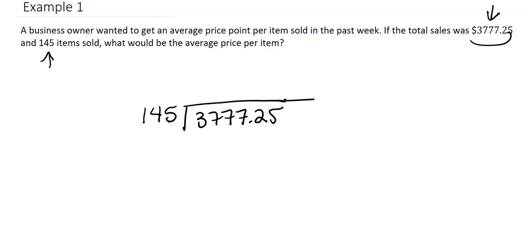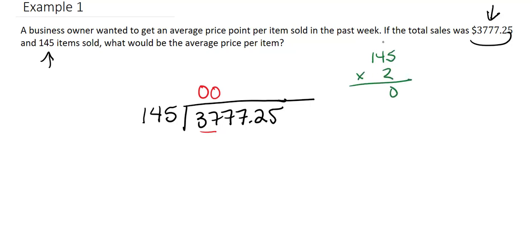Now 145 can't go into 3. Another way to indicate this would be just to do a 0 above, because it shows that it can't go into 3. It also can't go into 37, so that would be another 0, because 145 just can't go into 37. But it can go into 377, and likely 2 times. So 145 times 2.